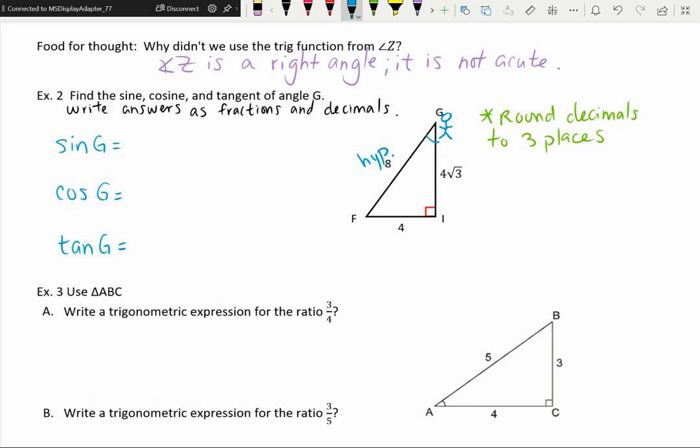The adjacent and the opposite are relative to where I'm standing because those can change. So if I'm standing at G, opposite is going to be all the way across. It's going to be the furthest leg. So the opposite leg is going to be 4, and the adjacent leg is going to be 4 radical 3.